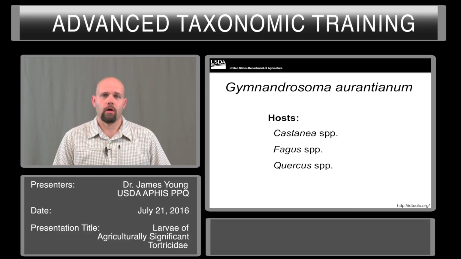Gymnandrosoma aurantianum is a pest of chestnuts primarily, and it is not intercepted frequently through the ports of entry. We do get commodities from the areas where this species occurs, and it's not known if the larvae are being misidentified or if they're just not being included in those shipments that we receive here in the U.S.